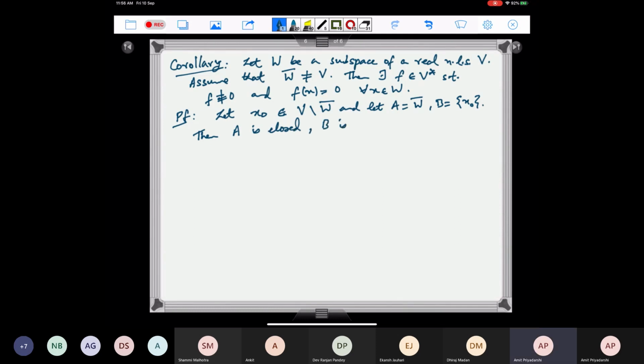B is compact, and x naught is not in W closure. Therefore A intersection B is empty. So A is closed, B is compact. They are non-empty and disjoint.